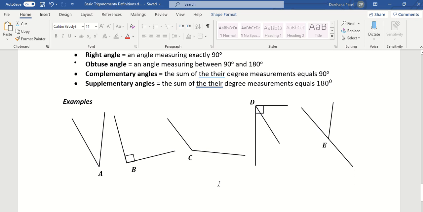So here, for example, A is the acute angle, B is the right angle, C is the obtuse angle because it's more than 90 but less than 180 degrees. For angle D here, the two angles here, this angle and this angle, because they add up to 90 degrees, are complementary angles to each other. And for E then, the angle here and here, this angle and this angle add up to 180 degrees. So this and this are supplementary angles to each other.